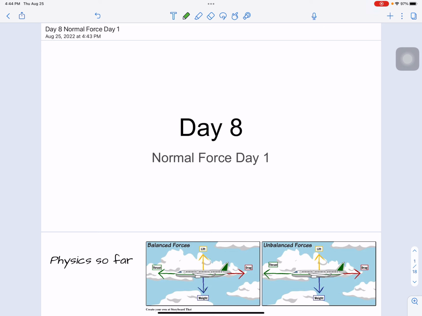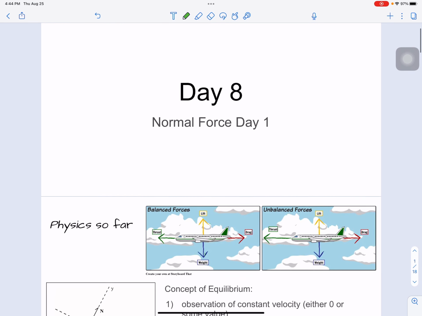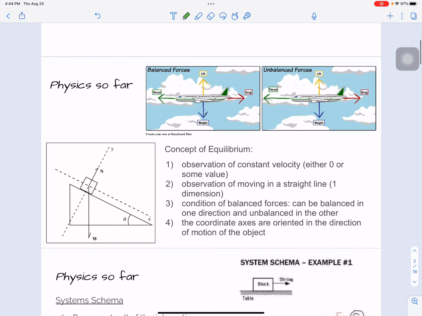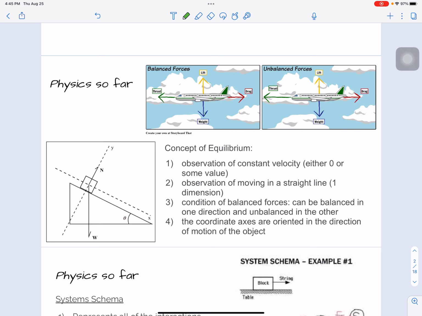So this is the first day of a 2-day lesson where we're going to be looking at something called the normal force. And I just want to remind you about what we have looked at so far. On the first 2 days of class, we looked at this concept of equilibrium, and we observed objects, the sled, moving at a constant velocity, either not moving, which is a constant velocity, or moving at some value of constant velocity. So it's not speeding up or slowing down. It's either at rest or moving at a constant velocity.